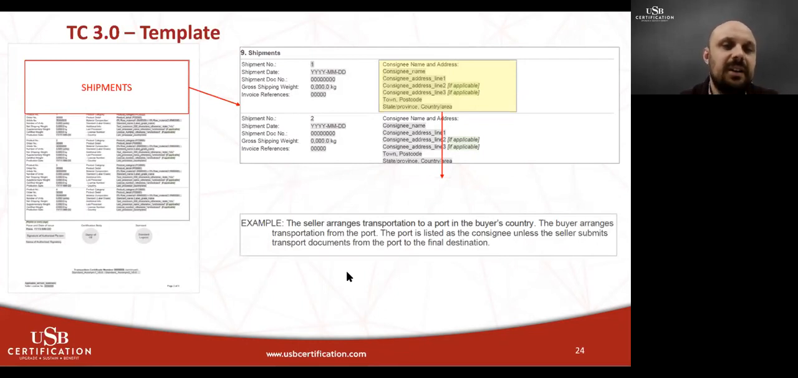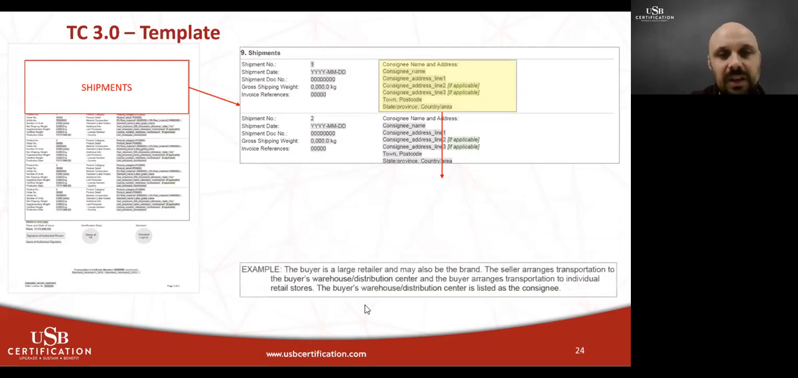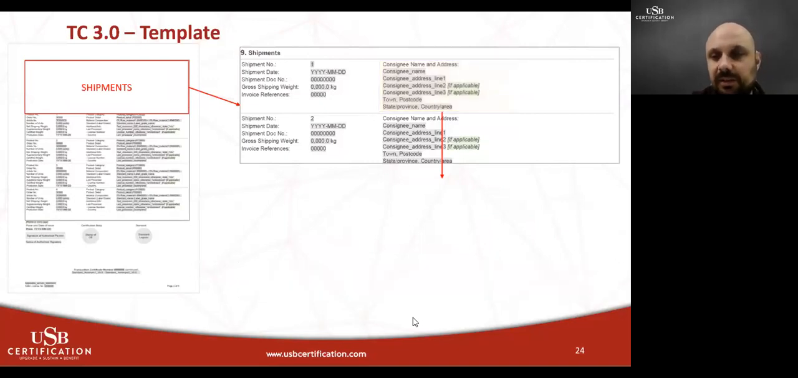In this case, the seller arranges transportation to a port. Then in that case, if the buyer is picking up from the port, then the port address is written in the consignee part, and the consignee name would be the buyer's name, not the port itself. You just list the port's address over there. There's a retailer, the seller arranges transportation to the buyer's warehouse, and the buyer arranges transportation to retail stores. Then the buyer's warehouse distribution center is listed as the consignee over here.